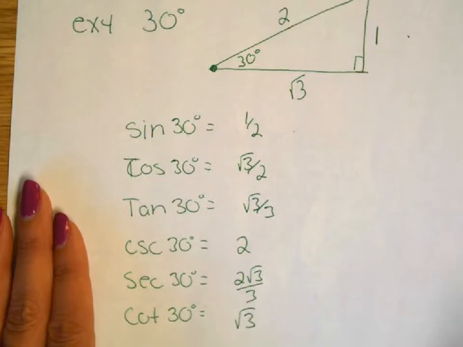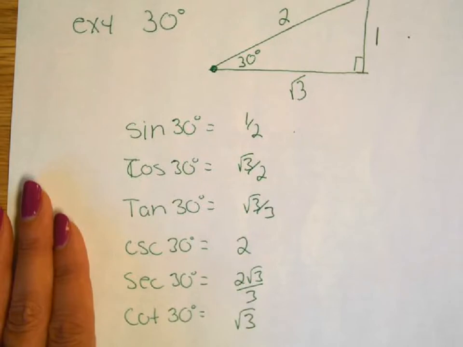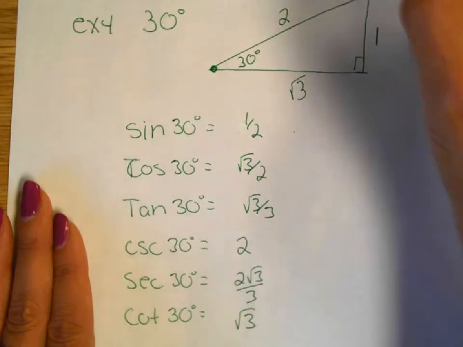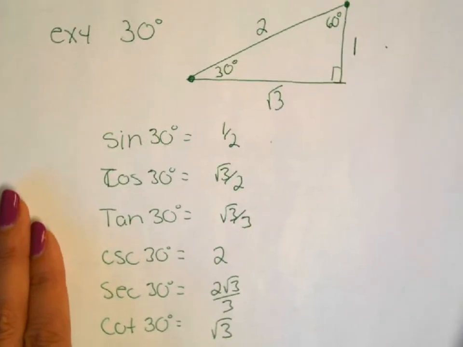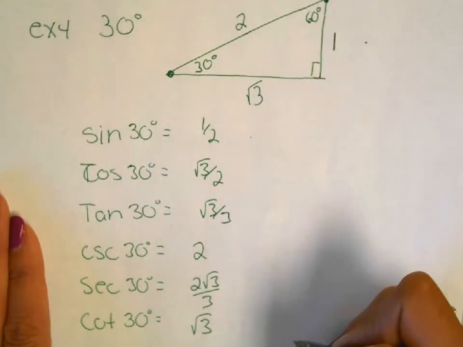Okay, and then our last angle we're going to work with is the 60-degree angle. Do I need a new triangle for the 60-degree angle? We can use this exact same triangle. We're just going to move our reference point to the 60-degree. Now you're standing here, and then run through them.